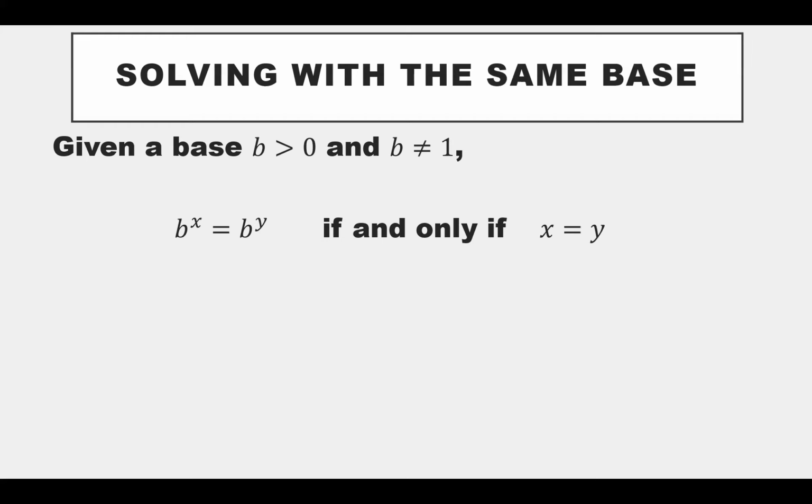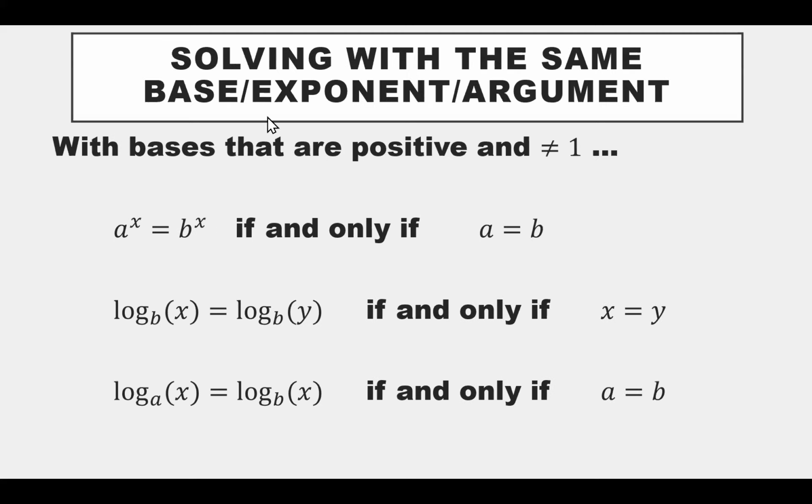In a similar way, we can solve with the same base or with the same exponent or with the same argument as long as we assume that all of the bases we're dealing with are positive and not equal to 1. So if I have a to the x power is equal to b to the x power, that's going to happen if and only if a is equal to b.